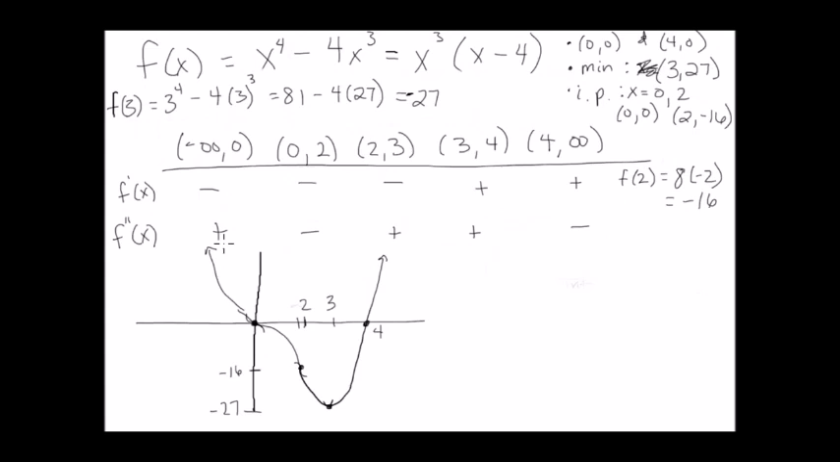Just like with anything else, these are the kinds of problems where it's really important to simply label your work. It's a little harder to see, but making a table like this is always a good idea. Labeling things, your inflection points and your minimum points and your intercepts, is always a good idea.